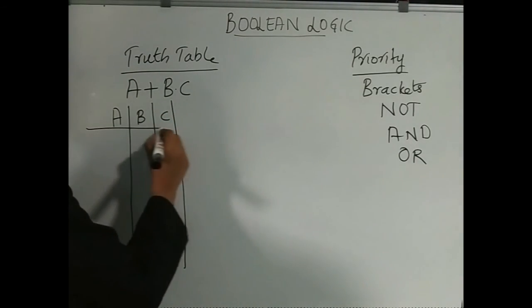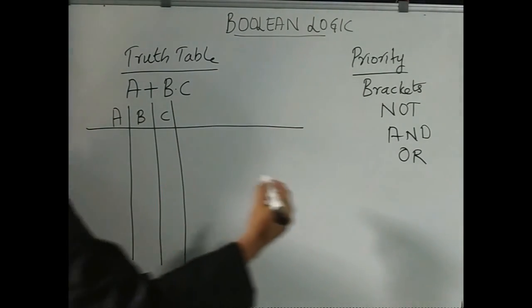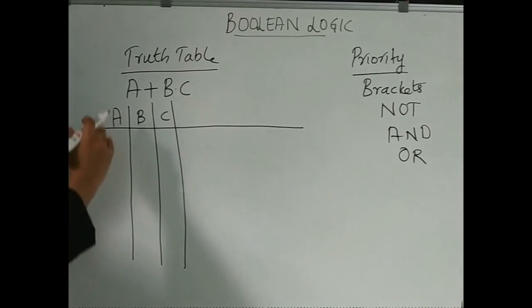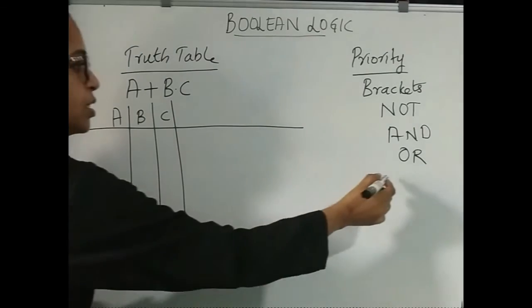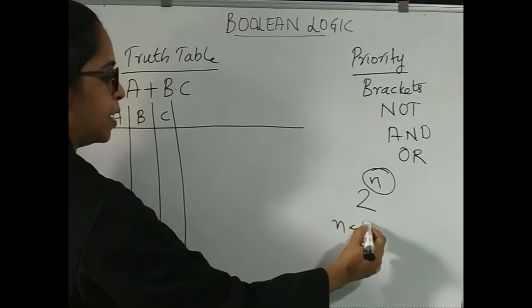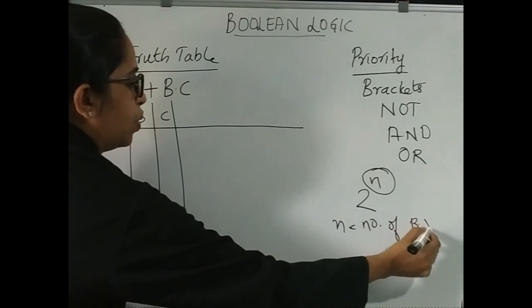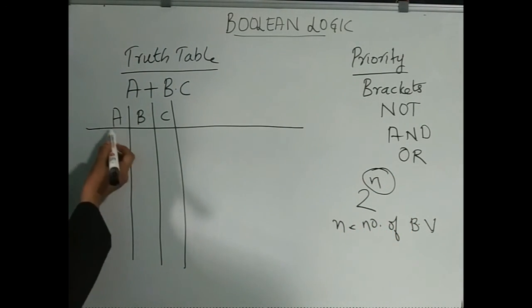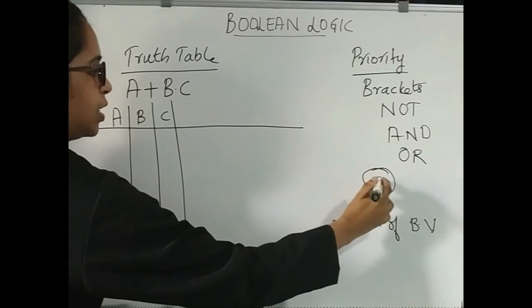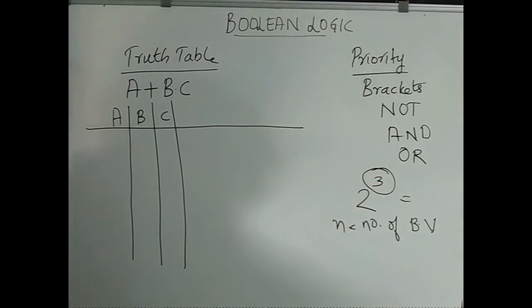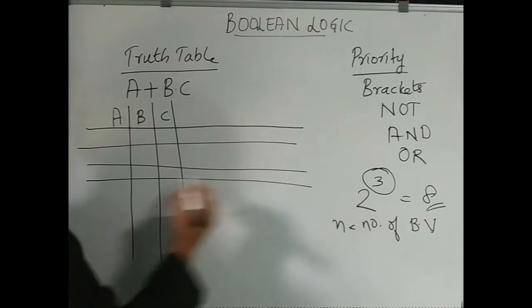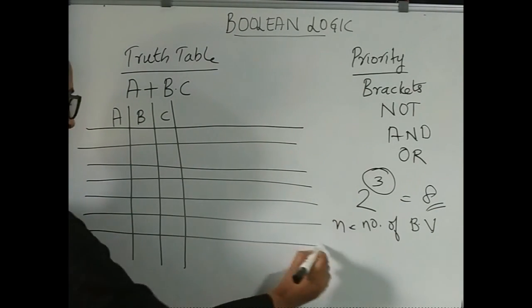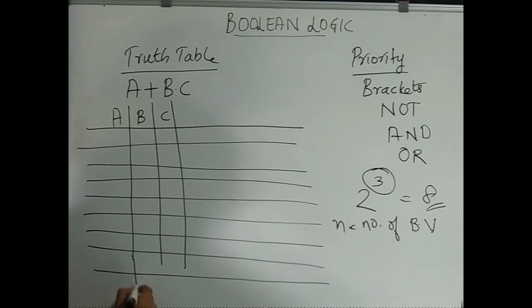Next, we have to calculate the number of rows. 2 raised to n will be the number of rows, where n stands for the number of Boolean variables. Let us see how many Boolean variables are here. Yes, 3. So it will be 2 raised to 3, that is 2 into 2 into 2, which is 8. So there will be 8 rows.